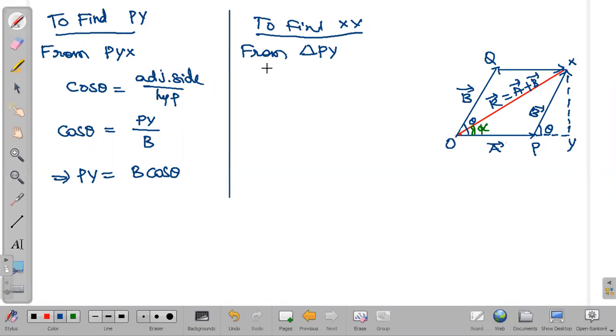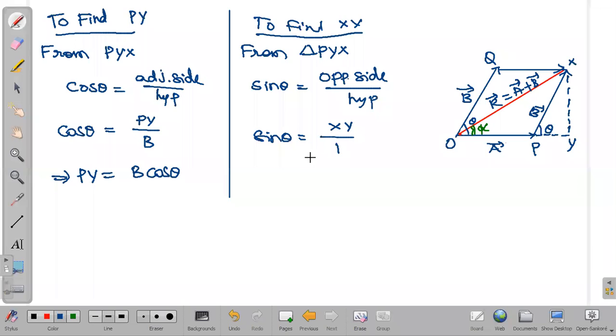PYX. So here I want the opposite side of theta. If we want the opposite side, we will be using the sine function of trigonometry. Sine theta is equal to opposite side by hypotenuse. Opposite side is our XY and hypotenuse is B. Now, XY is equal to B sine theta, we got.